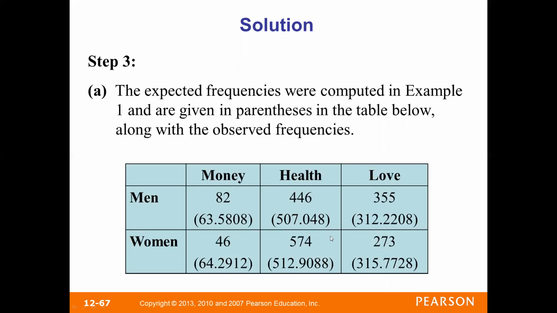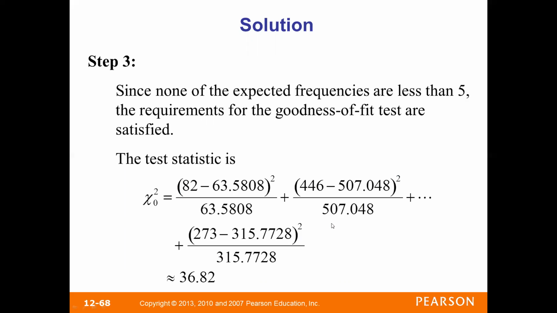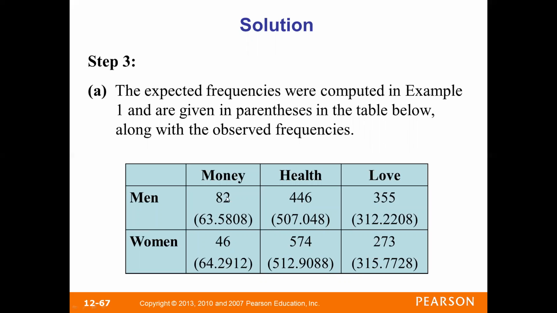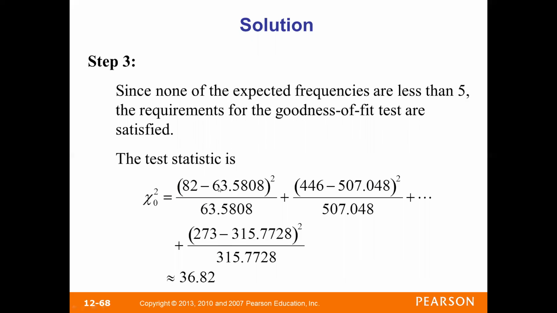We have our expected frequencies that we calculated. Those expected frequencies are given in parentheses. The actual frequencies are above those. So we have the actual frequencies on the first line of each category, and the expected frequencies are on the second. We then, again, remember, take observed minus expected, square that and divide by the expected, and we'll do that for each one of these 6 cells, leading to 6 individual values, giving me 36.82.